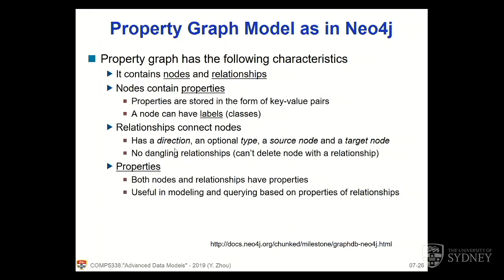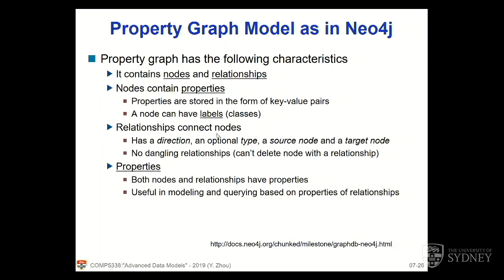Then there's the relationship, and it's used to connect nodes. It has a direction, but you can also ignore it if you're modeling an undirected graph. And it has an optional type. Again, it's like a class of the relationship. And a source node and a target node. So each relationship needs to have a source and target node. They can be the same node, but it can't have a relationship with no target node, only a source node, or no source node, only a target node. That's what we call a dangling relationship.